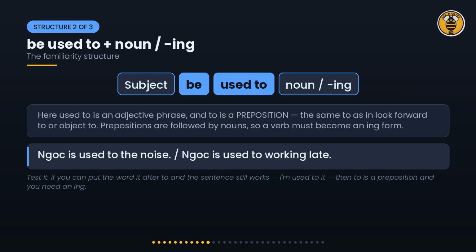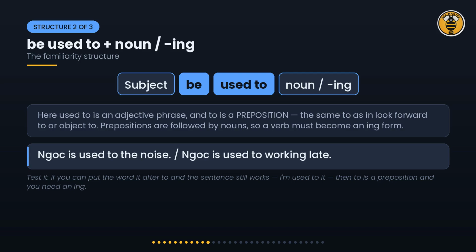Structure 2. Subject plus the verb be plus used to plus a noun or an ing form. And here is the key that unlocks everything. In this structure, used to is an adjective phrase and the word to is a preposition. It is the same to that you find in look forward to or object to. Prepositions are followed by nouns. So if you want to put a verb there, that verb must change into an ing form.